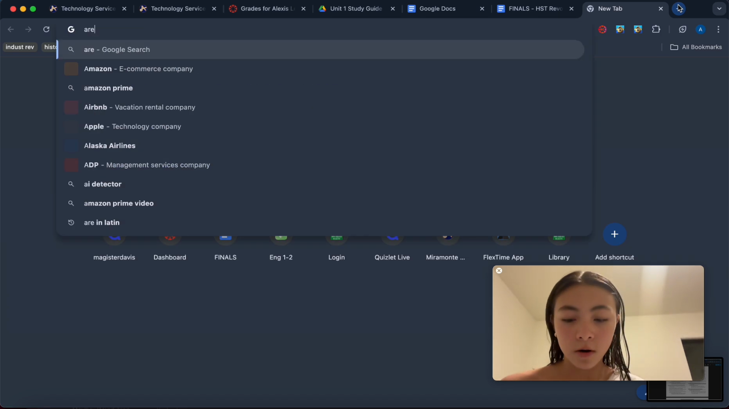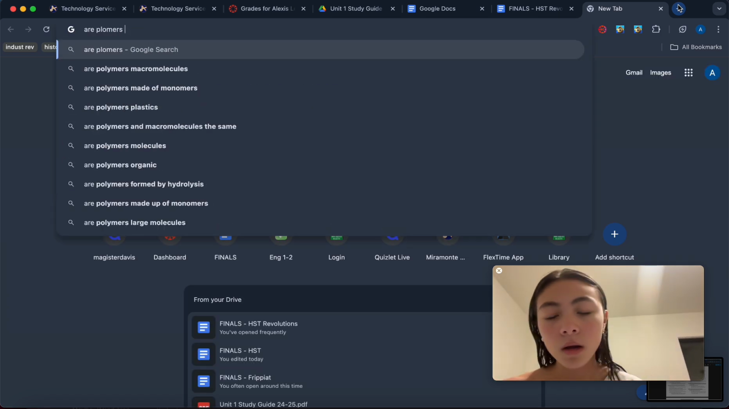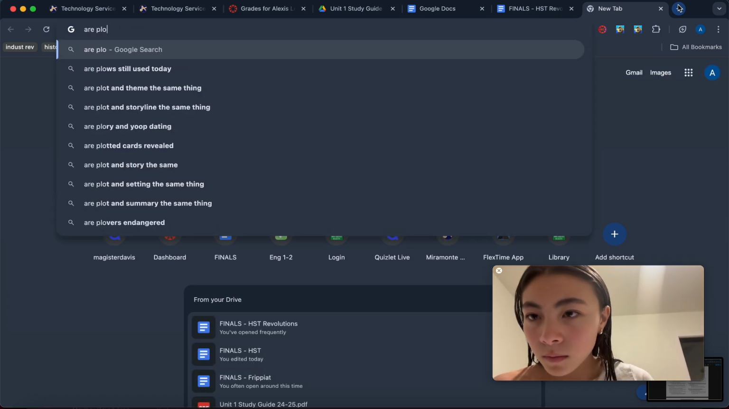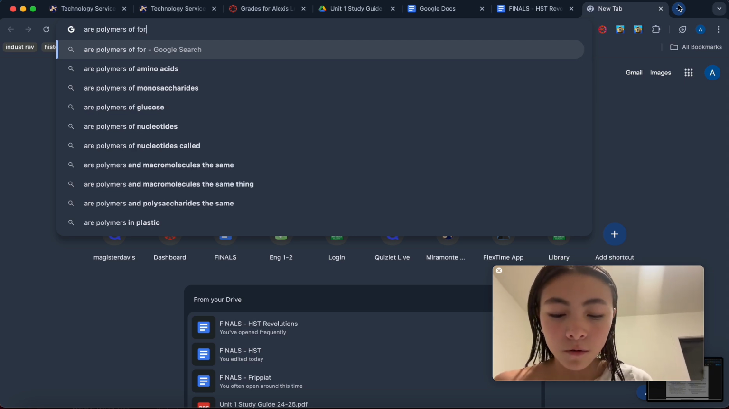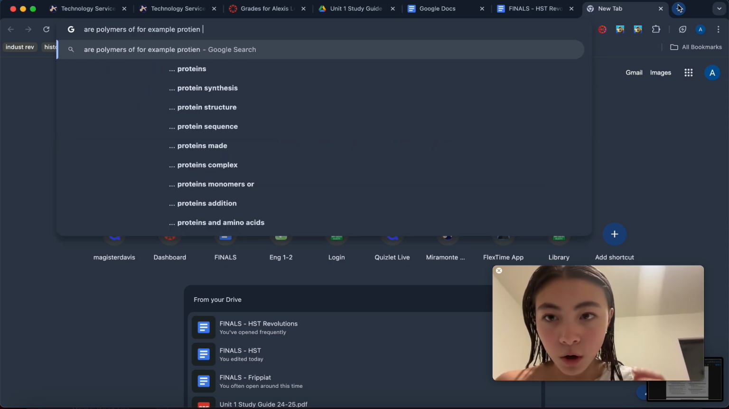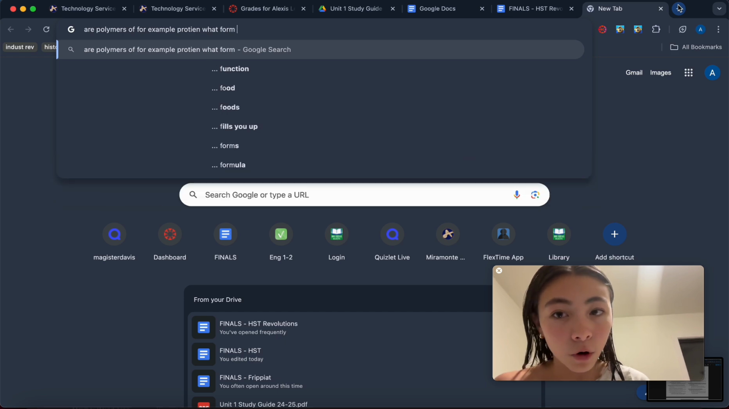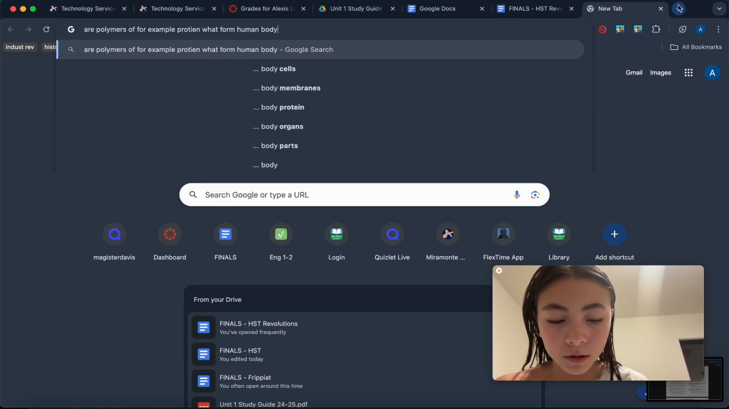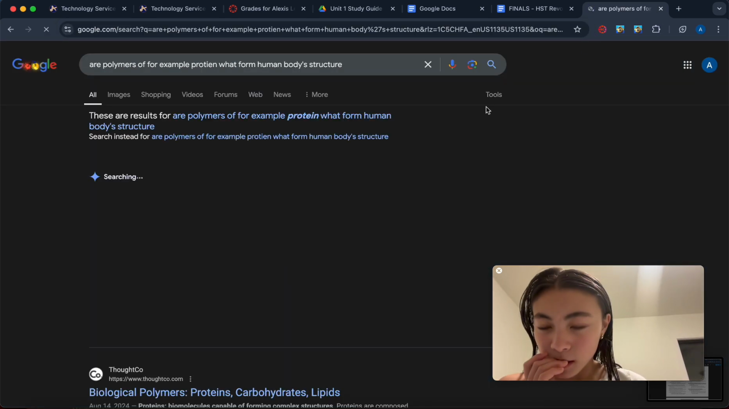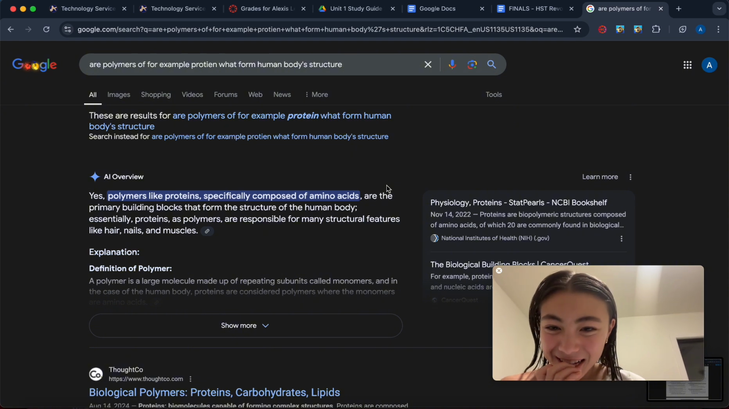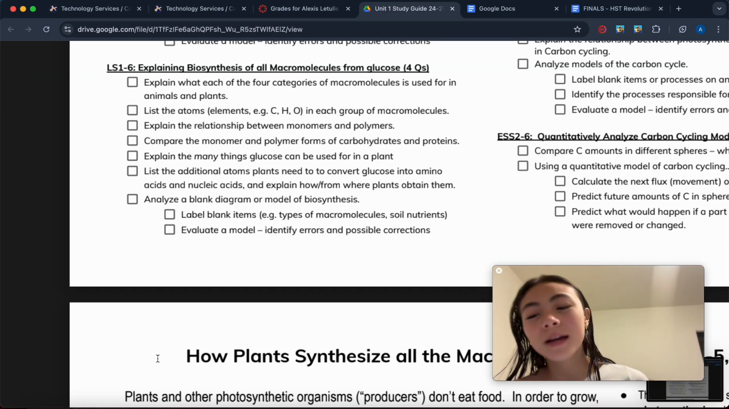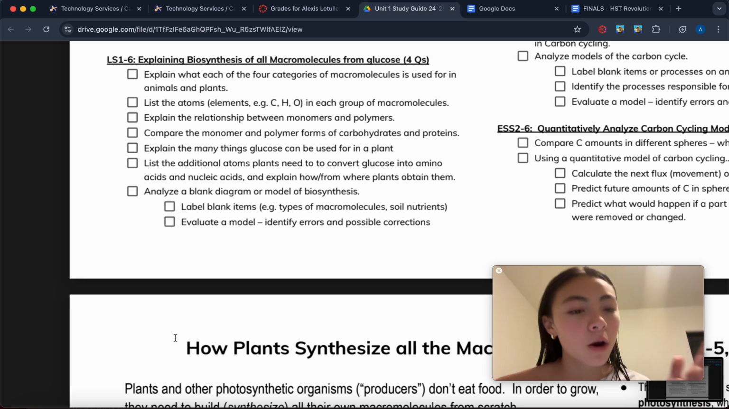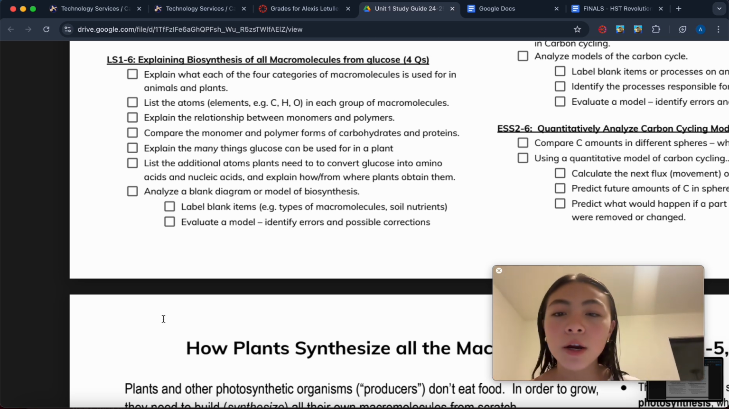I'll look it up. Are polymers of, for example, protein, what form the human body's structure? Yay! Wow, isn't that so cool? That's amazing. That is incredible. Okay, I'm glad that I was able to make that connection. So I hope that you get that, the Crayola markers. I hope you understand that.